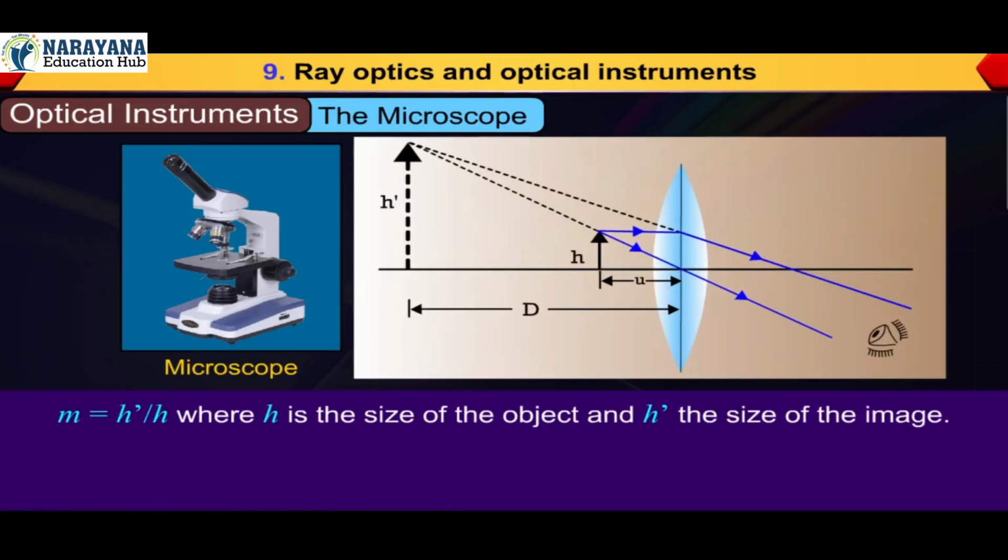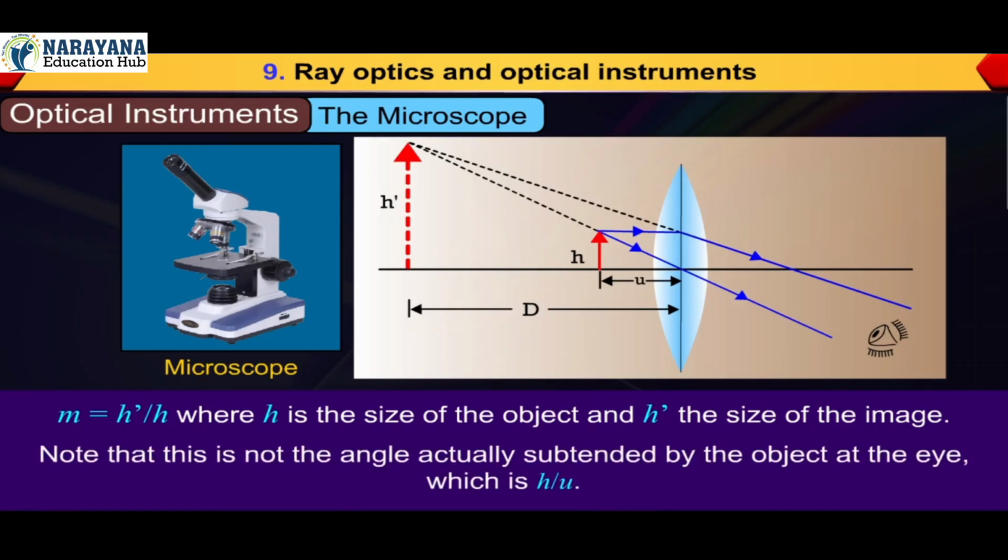m = h'/h, where h is the size of the object and h' the size of the image. This is also the ratio of the angle subtended by the image to that subtended by the object, if placed at d for comfortable viewing. Note that this is not the angle actually subtended by the object at the eye, which is h/u.